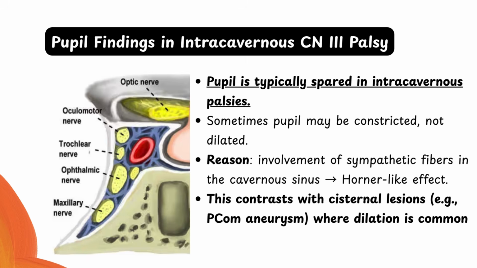Now, what about the pupillary involvement in the cavernous sinus? In the intracavernous third nerve palsy, the pupil is usually spared. In fact, the pupil may even appear constricted if the sympathetic fibers which are running in the cavernous sinus around the internal carotid artery are affected, creating a mild Horner-like picture. So this helps you differentiate cavernous sinus disease from a cisternal compression. In cavernous sinus disease, you will have constriction of the pupil because of the sympathetic fibers that might get affected, or the pupil might be normal. Whereas in the cisternal compression, or the compression because of aneurysm in the subarachnoid space, the pupil is typically dilated.